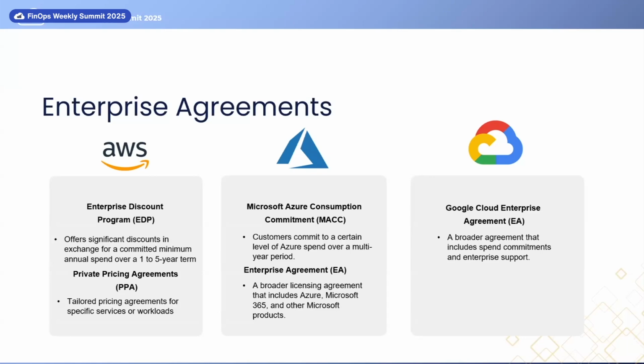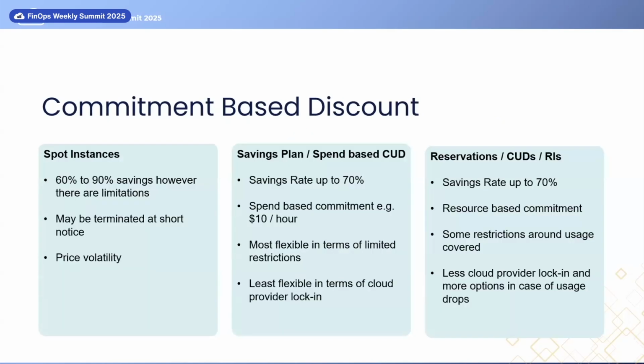So it's an important thing to know, to be familiar with the documentation and also familiar with your agreement and how those discounts are broken down. So that's the big macro level. And then looking at the lower level, this is where people are probably more familiar, and this is the commitment-based discounts.